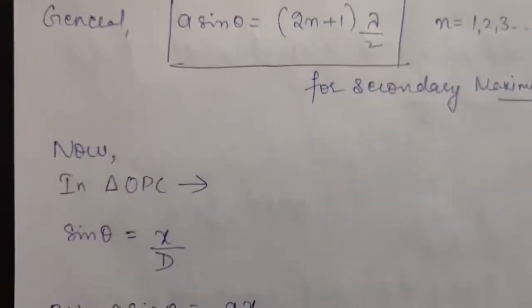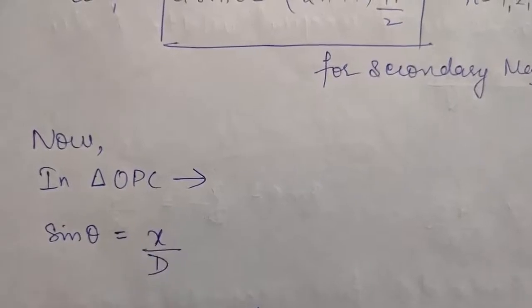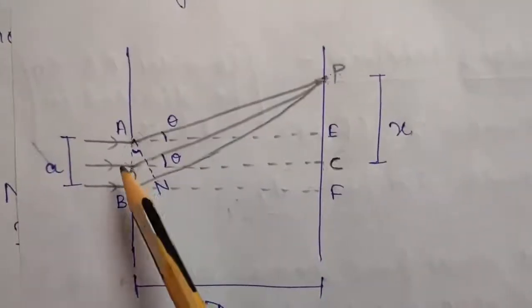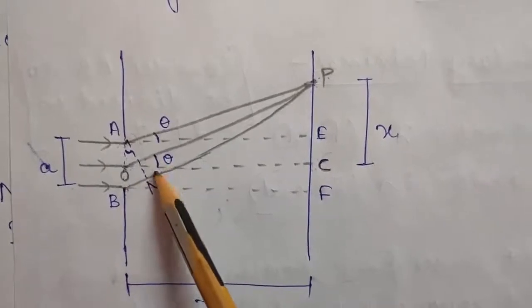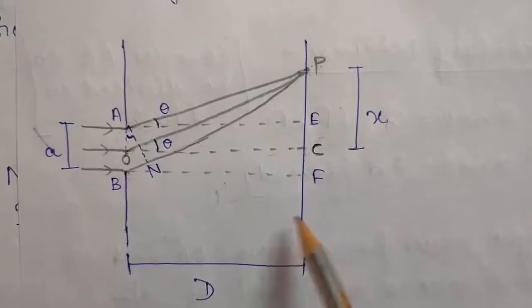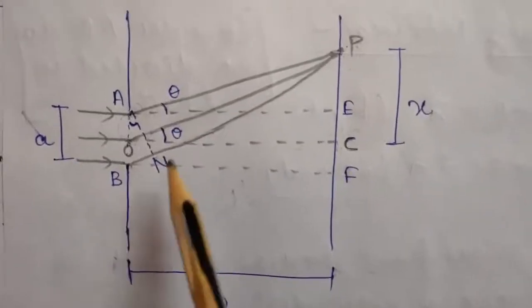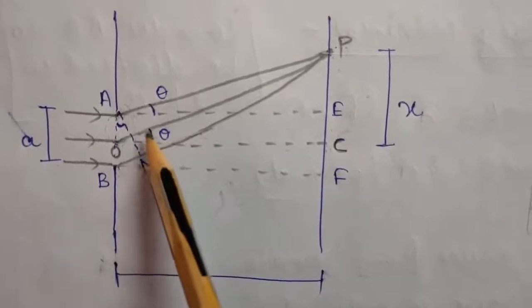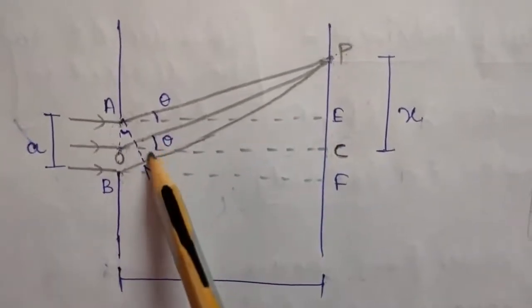Remember these conditions, and remember n will be varying from 1, 2, 3 and so on. Now after that, consider triangle OPC in your diagram. In this triangle, calculate sin theta. So sin theta will be perpendicular, that is x, upon hypotenuse, that is d, because we are considering theta to be very small. So this distance will be nearly equal to this distance because this theta is very, very small.